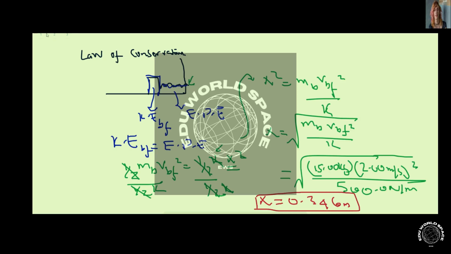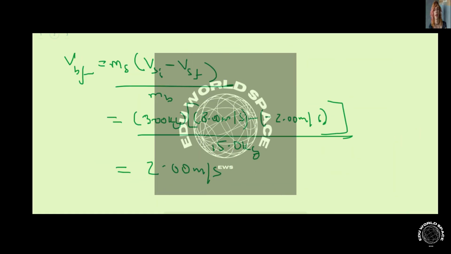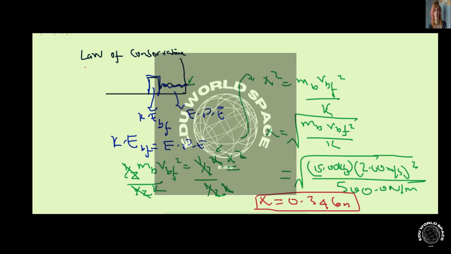So, once again, we use the law of conservation of momentum and the law of conservation of energy. The first step was to find the final velocity of the block, and that happens to be 2 meters per second. And then we use that together with the law of conservation of energy to compare the kinetic energy of the block and the elastic potential energy of the spring, helping us solve for the distance x.